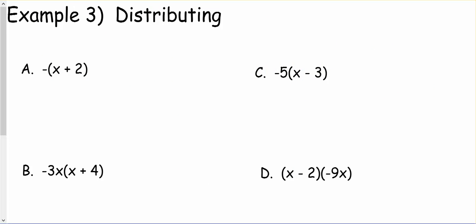Next example, multiplying or distributing with a negative. This little negative sign out in front just means -1. So this would be -1x. -1 times 2 would make -2. My terms would be -x and -2. -2 is a constant term. My coefficient would be -1.